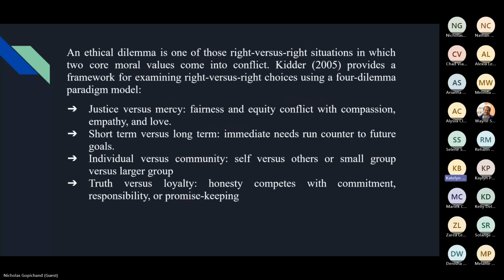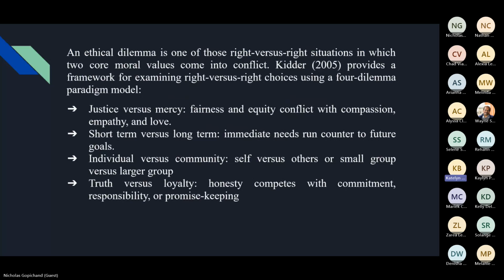Kidder in 2005 provided a framework for examining right versus right choices using a four-dilemma paradigm model. The first one being justice versus mercy, which is when fairness and equity conflict with compassion, empathy, and love. Secondly, short-term versus long-term, which is when immediate needs run counter to future goals.